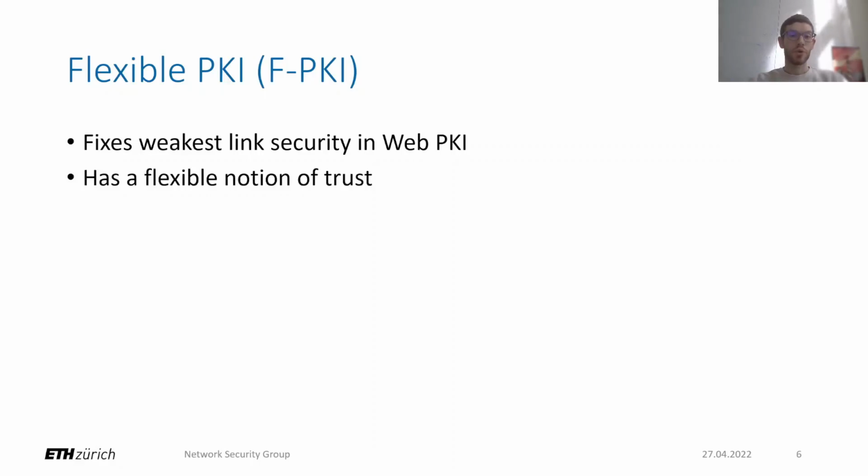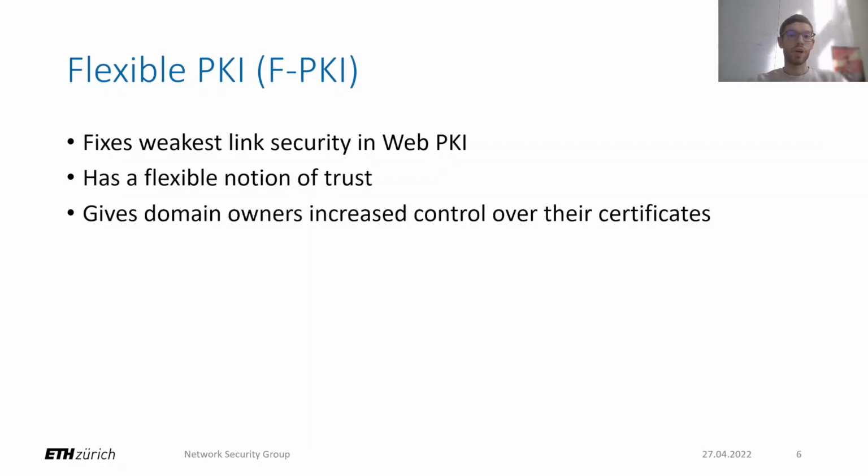There is a flexible notion of trust where users locally define their individual trust statements, and domain owners can define appropriate policies that suit their security needs. And as mentioned before, an unavailability of secure domains is not acceptable. F-PKI must thus initially coexist with the current Web PKI and be incrementally deployable.